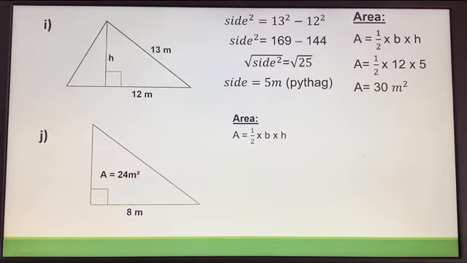Now J, they've given you your area, and they are looking for the height. So you're going to first of all write down your formula. Area is equal to a half base times height. And fill in what you know. A is 24. Base is 8. And H is H. They didn't name it, we're going to name it H. Now you're going to solve algebraically. So 8 times a half will give you 4. And 4 times H will give you 4H. Then divide by 4 on both sides to get your H alone. And 4 goes into 24 6 times. So your answer is 6 meters.